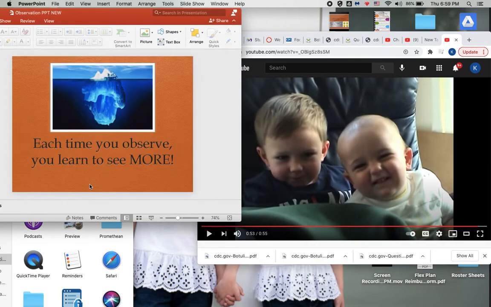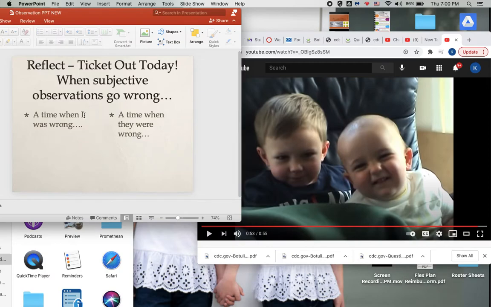So with that said, each time we observe things, we are learning to see more. Because remember, our observations are just the tip of the iceberg. But when we start determining, why is this happening? Why did this child do this? Why did they say this? What's going on? We start to get the bigger picture. And when we have the bigger picture, that's when we can start to do our best work when we're working with kids, because we know why. We're getting more of the backstory and better ideas for then how to help them.